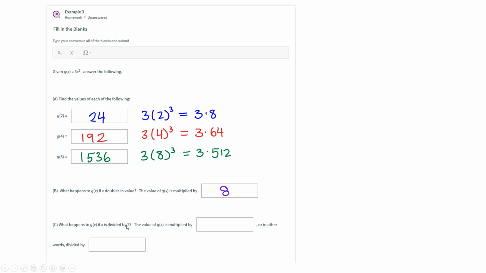What's going to happen if it's divided by 2? You can see that going the other way. As you go from this to half as much to half as much, you're dividing by 8. Or you can say it's multiplied by 1/8 or divided by 8. They're saying the same thing.